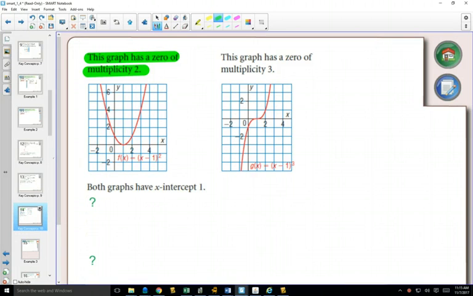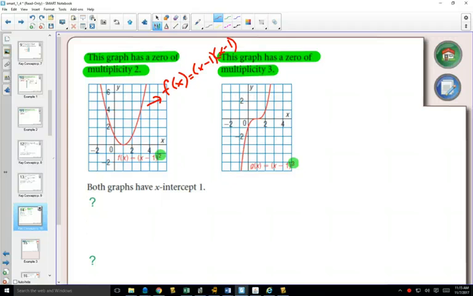This graph has a 0 of multiplicity 2, and this graph has a 0 of multiplicity 3. And that is just based on how many times you have that x-intercept. So what would happen in this one right here, instead of writing x minus 1 squared, you could write it as x minus 1, x minus 1. And if you were factoring, that's what it might look like. And then if you solved for your x-intercepts, you would get x equals 1 twice.